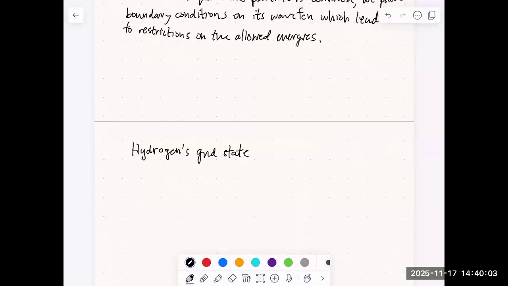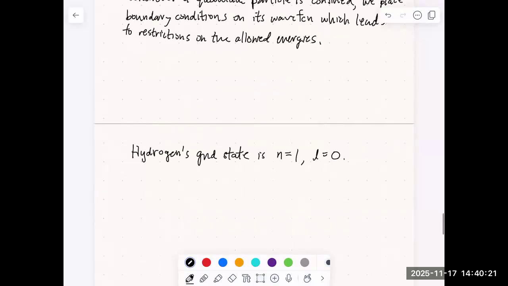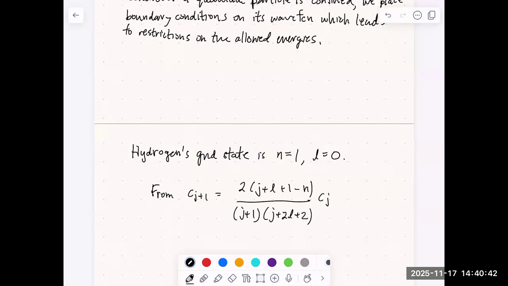Okay, not bad. Is n equals 1. So n equals 1 gives us the largest negative energy, so that's the lowest energy state. And I'm going to take L equals 0. From the recursion relation, C_{j+1} equals [2(j+L+1) minus n] over [(j+1)(j+2L+2)] times C_j. We're going to start to try to build this ground state wave function.